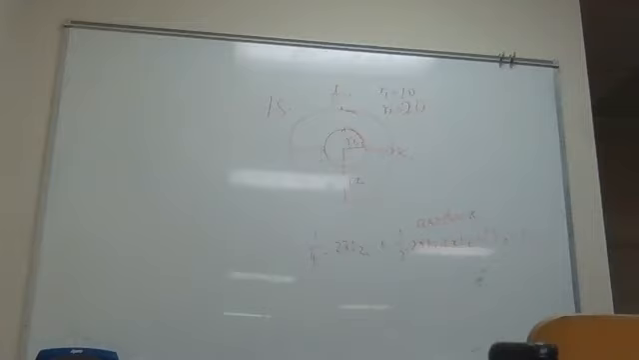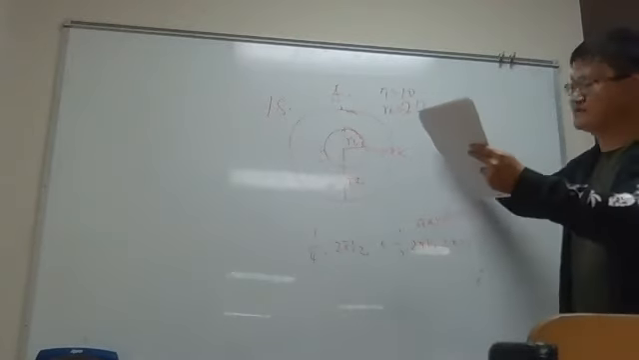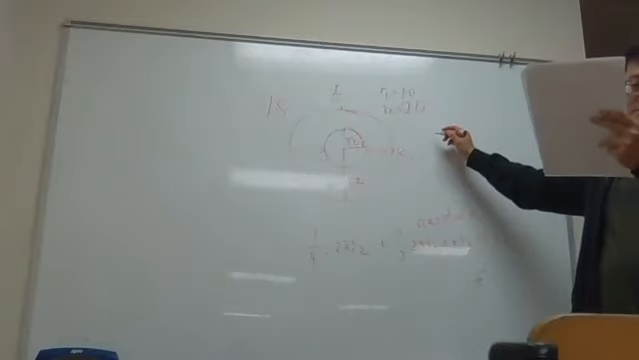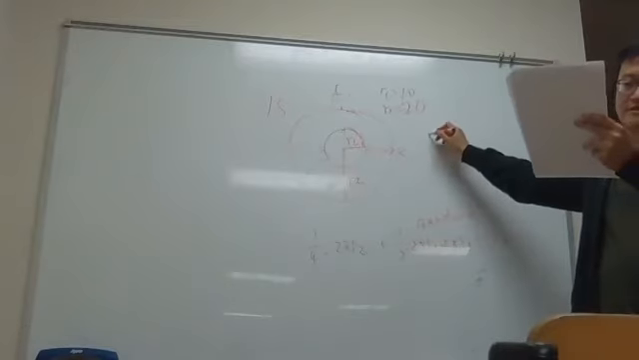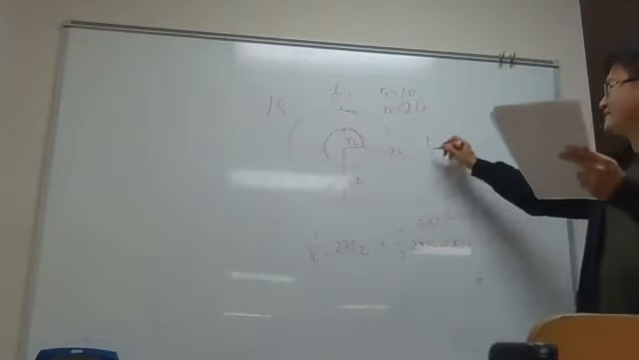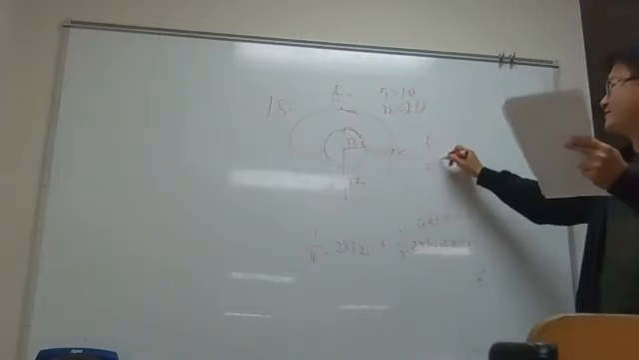Yeah, anyways, you know how to do this problem, right? So what's the answer for this one? E. How many got E? Well, I think I also got E. So it's 25 plus 4.